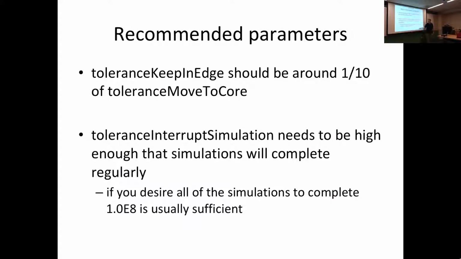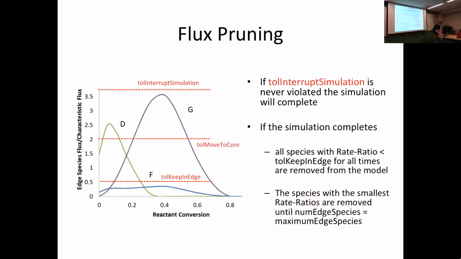If you desire all of them to complete, usually 1E8 is sufficient to do that, although I think Max found some cases where that isn't sufficient, and so we use thermo pruning for that. But just to clarify, typically this should be about 1/10 of this value. And this should be reasonably larger than this, and perhaps very large.